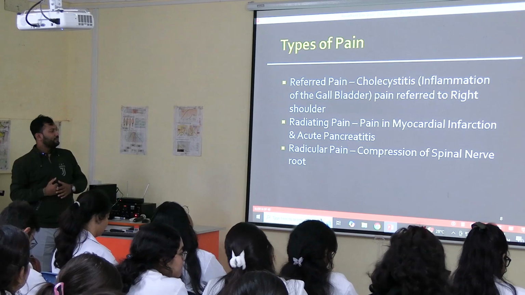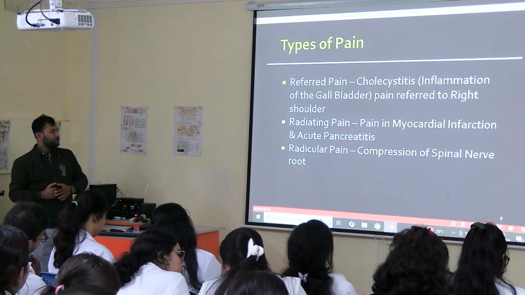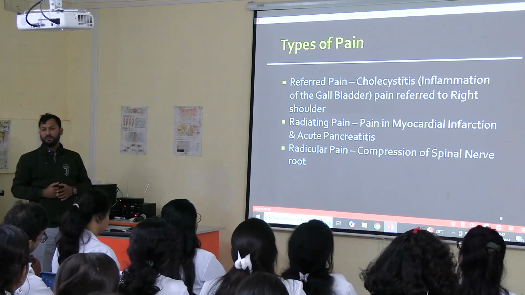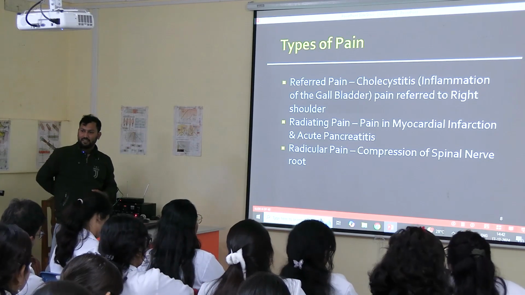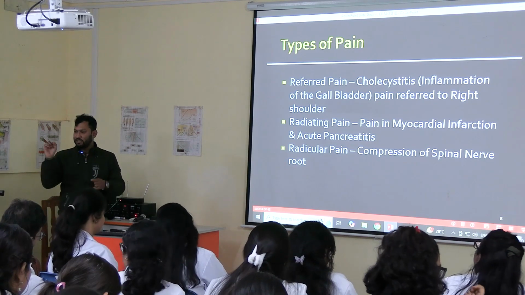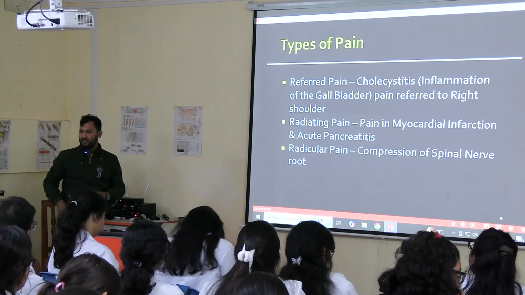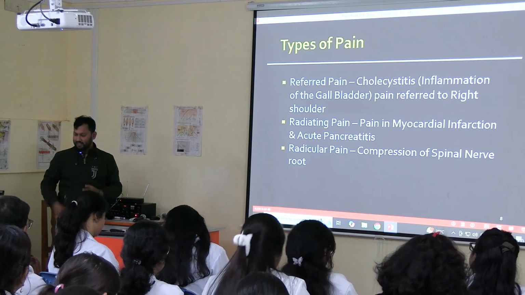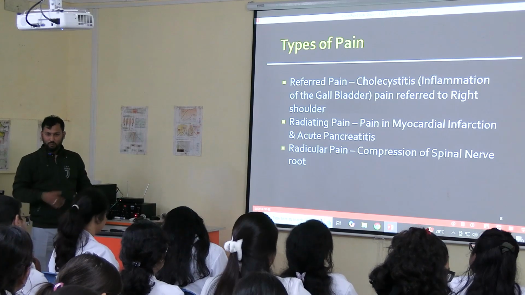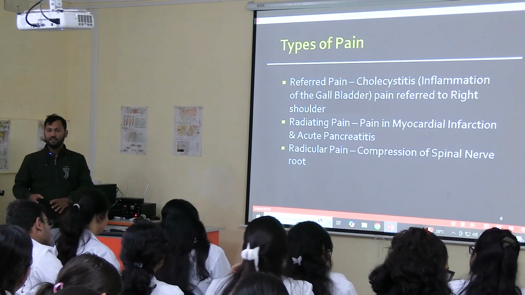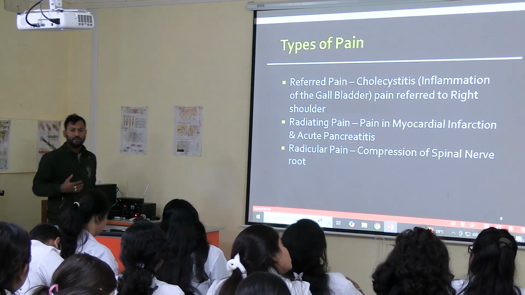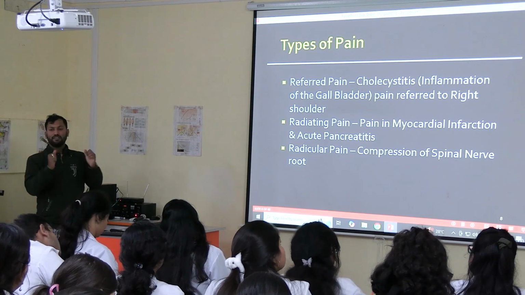Then there is another type of pain, radicular pain, which is caused by compression of a spinal nerve. You might have seen old people complaining that I am having pain in this area, in the lower back, and there is some tingling sensation, like someone is pricking in his leg, or there is some burning sensation in his feet. The pain is going like this. He might have some pain in his lower limb, left or right, but he is having pain in this area, in the back, in the spine. So this is caused due to nerve compression.